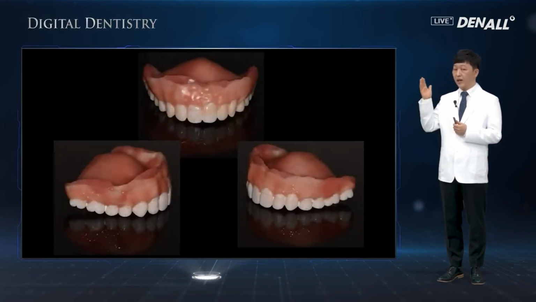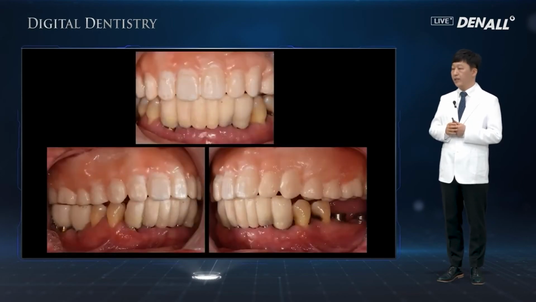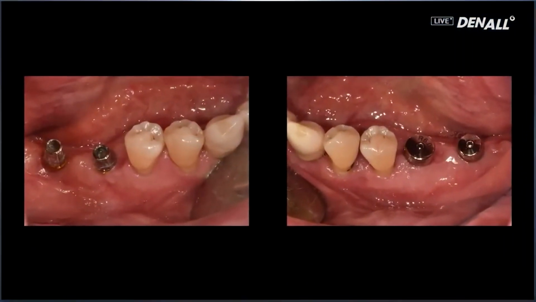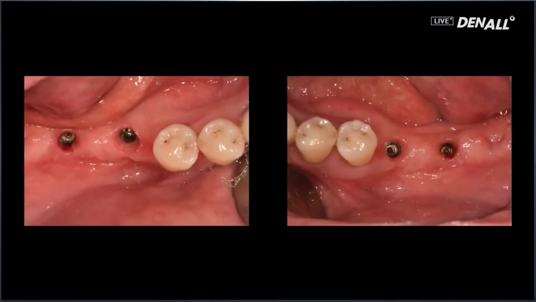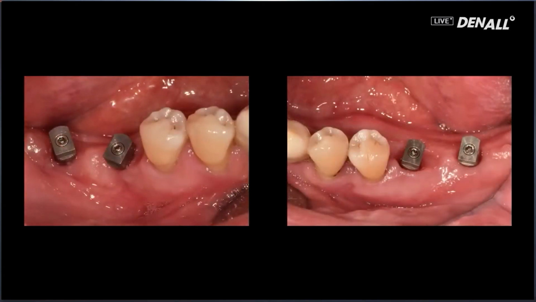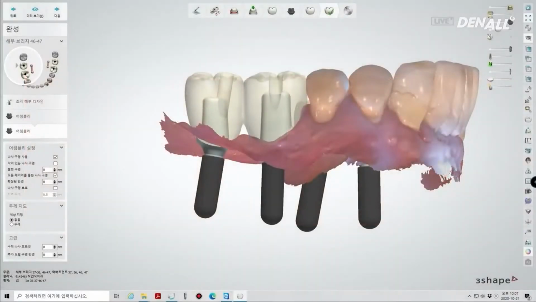After the temporary denture is completed, it is moved into the mouth of the patient to check the function. After about 3 months, it is time to take an impression for the final prosthesis. The abutments and the healing abutments that have been used are removed and scan bodies are connected. And the scan is acquired using the 3Shape dental system program.